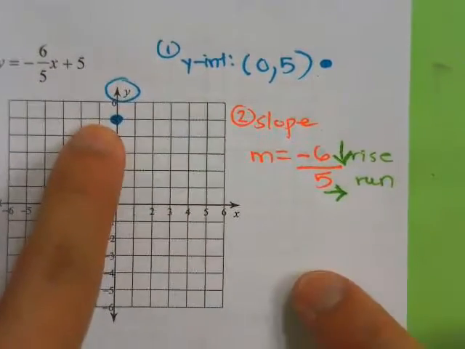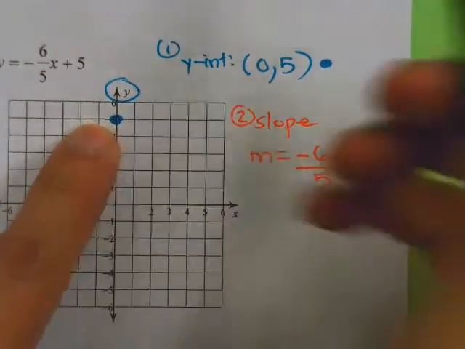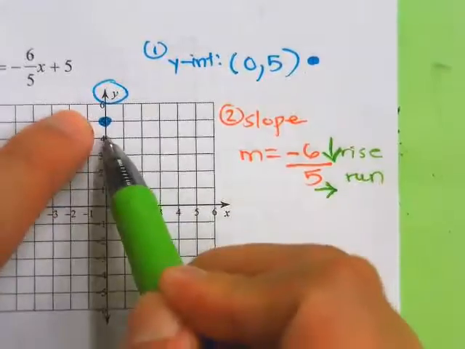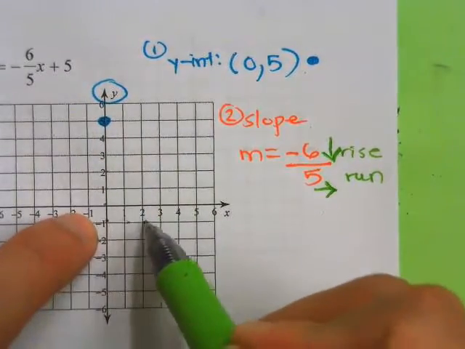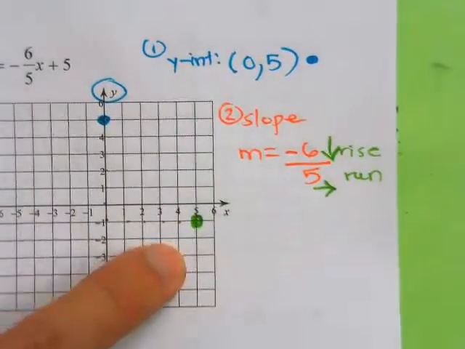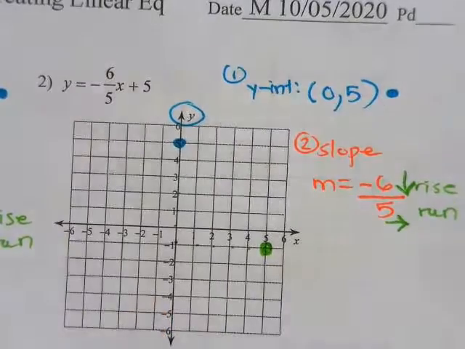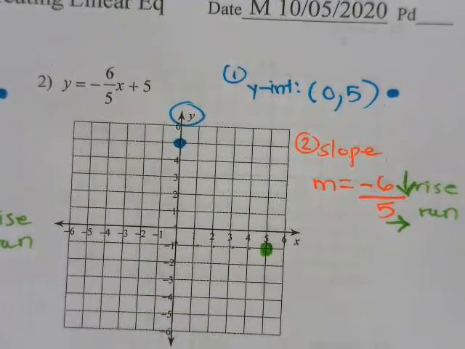Okay, again, where do we start again? You start on the y-intercept and follow your pattern. Go 6 down, 5 to the right. Let's do it. 1, 2, 3, 4, 5, 6. 1, 2, 3, 4, 5. And that's all the room that we got. 2 points is okay.